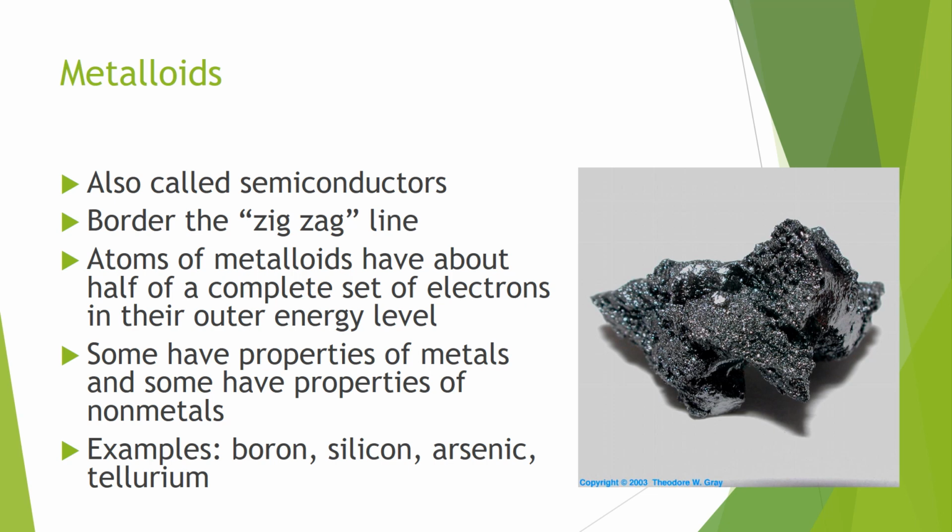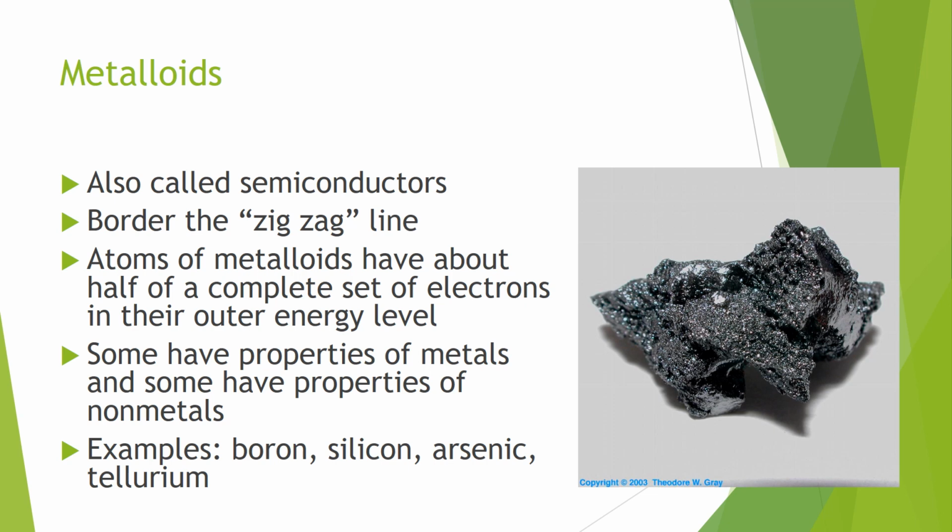The atoms of these elements have about half of a complete set of electrons. So metals had very few, nonmetals had almost a full set. Metalloids are about halfway there. They're a good mix between metals and nonmetals, so a lot of them are going to have properties of both. Sometimes they lean more towards the metal side, sometimes more towards the nonmetal side, but it just depends on which element you're talking about. But this is our smallest group.